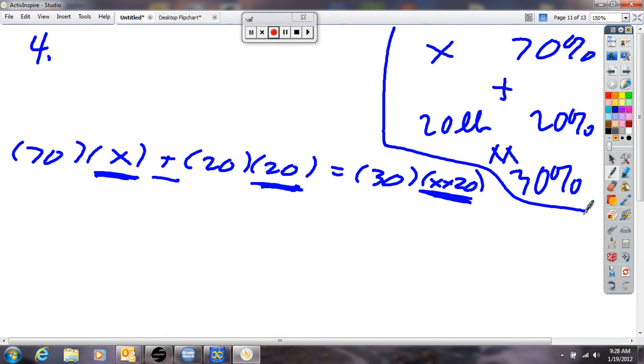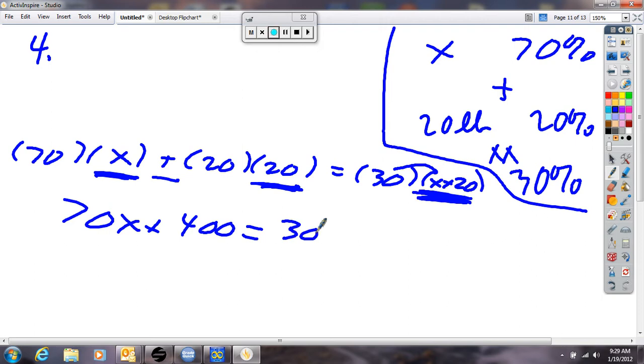What is this? 70 times X. 70X plus 20 times 20, 400 equals. Now this is a binomial, right? So it's 30 times X, it's 30X plus 30 times 20. This is 600. How do I solve this? I am going to move the 30X to the left side, right? And I'll move the 400 to the right side.